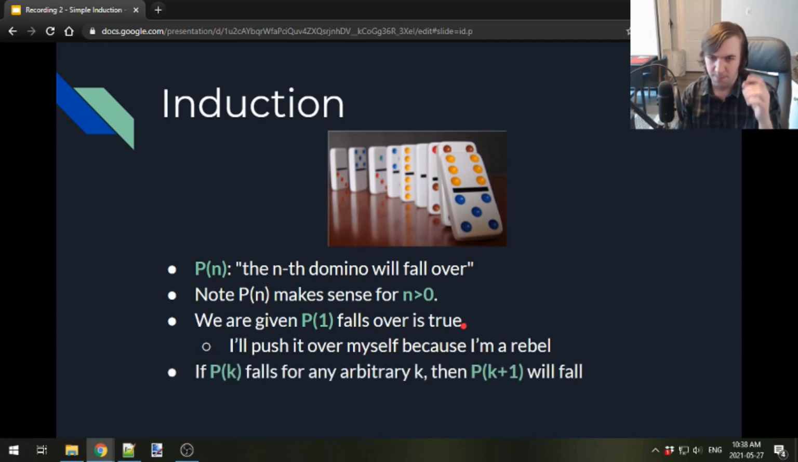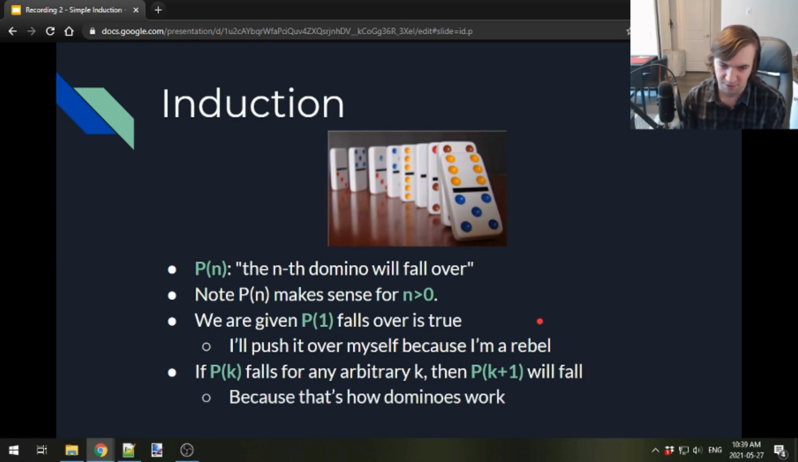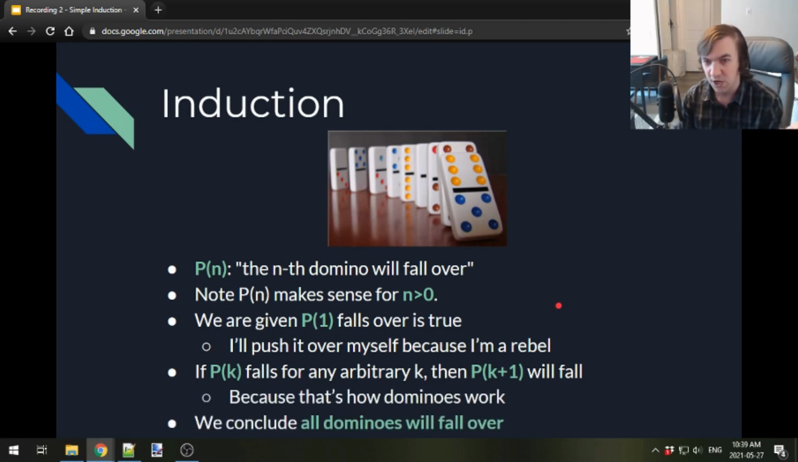Now we want to say, suppose we have an arbitrary domino somewhere in our chain. Assuming that all the dominoes are lined up, if any given domino falls over, it will knock over the one next to it. That's just how dominoes work. So you can actually conclude that all the dominoes fall over. If you think it through, if any given one will knock over the one next to it, and I knock over the first one, that first one is going to cause the second one to fall over.